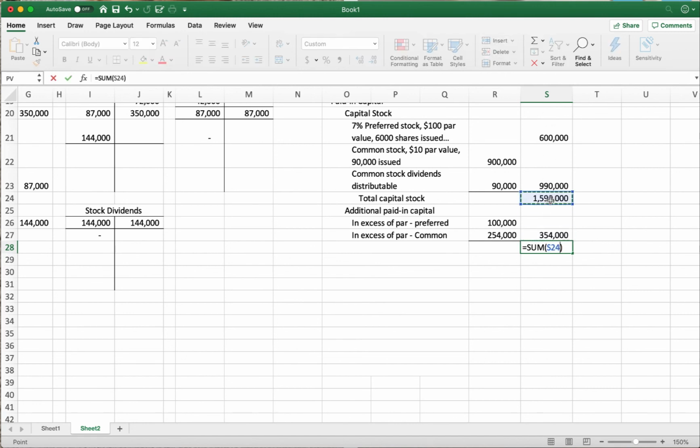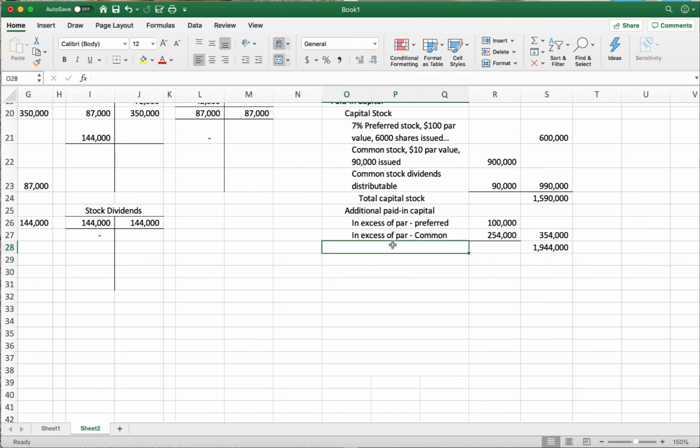Okay, so I'm sorry, that's what I'm going to calculate now, the total paid-in capital. So I'm going to add the total capital stock with the total additional paid-in capital section. I get $1,944,000. That amount is the total paid-in capital. So indent 5 times: 1, 2, 3, 4, 5. And I'm going to say total paid-in capital. And I have my amount right there.